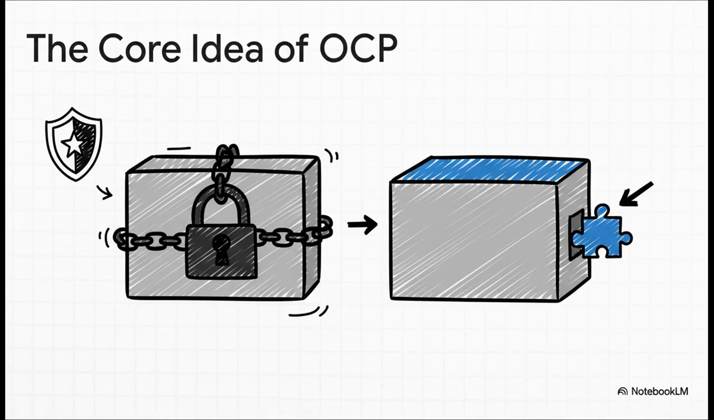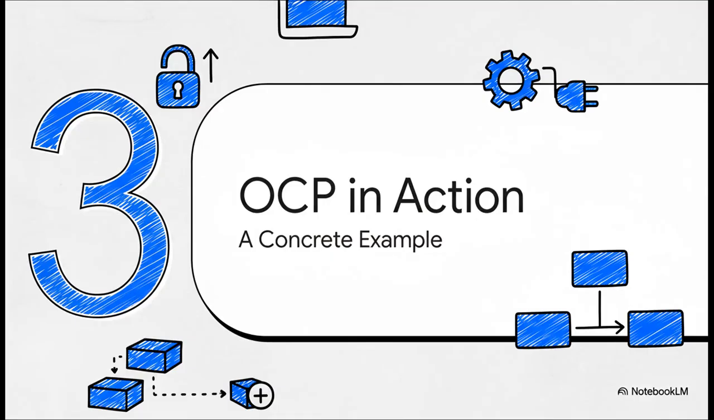Okay, so let's unpack that. Closed for modification, that just means our core logic, the stuff we know works, the stuff we've already tested, we don't touch it, we put a lock on it, because every time we change it, we risk breaking something. But then, open for extension, and this is the magic part, means we can still add new features by writing brand new code that just plugs into our system through a well-defined contract, like an interface. All right, that's enough theory. Let's make this real. Let's see what this actually looks like in practice, with some code.